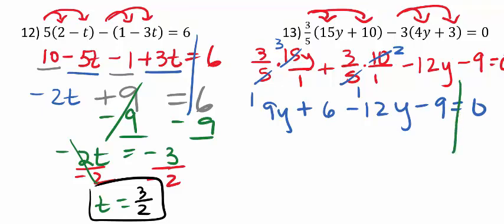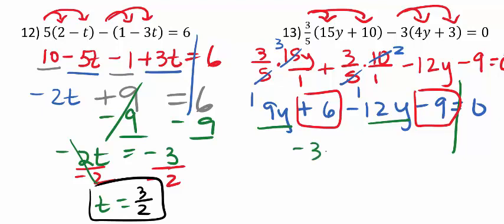Now we can see that we can combine like terms here on the left-hand side. We can combine our y's together, and then we can also combine our constants together. So when we combine our y's, we have 9y minus 12y. That's going to be a negative 3y. And then we combine 6 minus 9. That's going to be a minus 3.